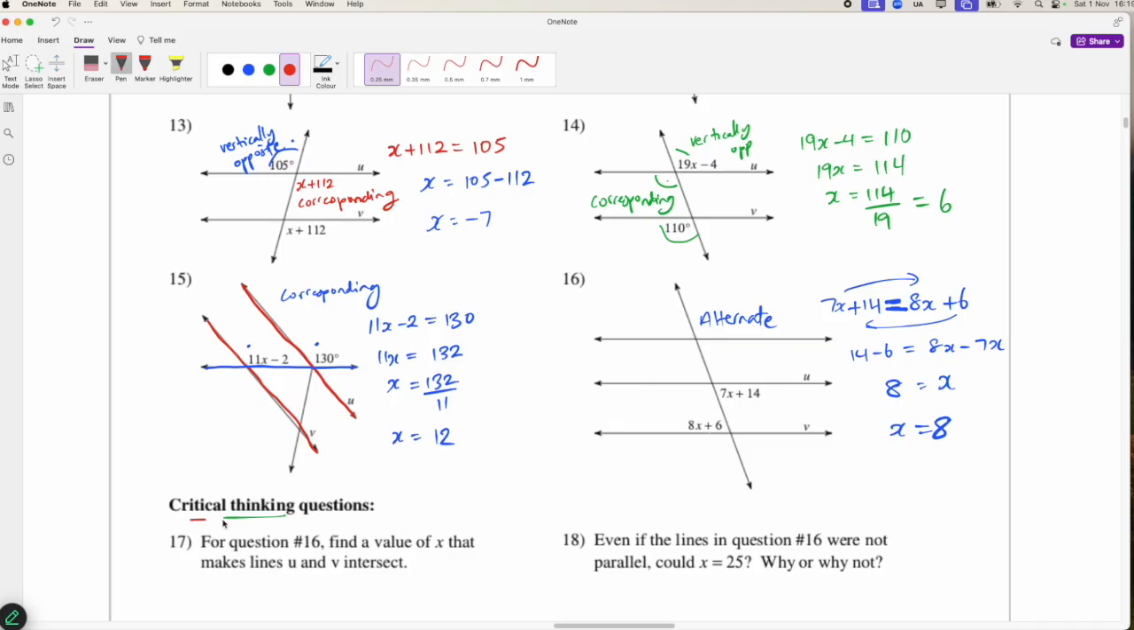So for critical thinking, for question 16, you notice they say find a value. They didn't say find the value. Find a value of x that makes lines u and v not intersect. Can anybody give me any value of x that'll make line u and v not intersect?